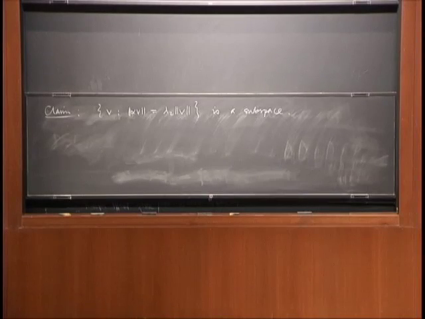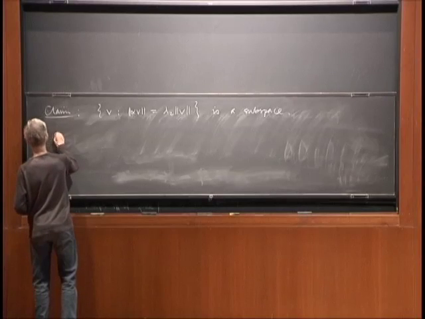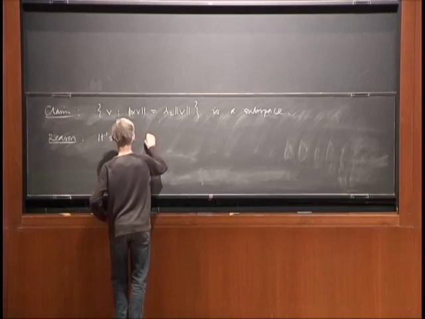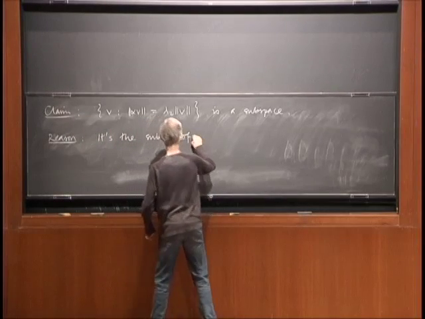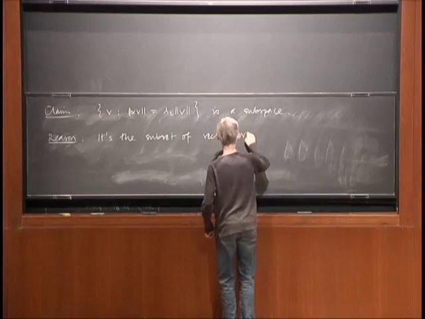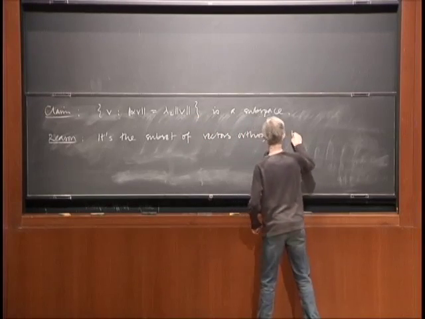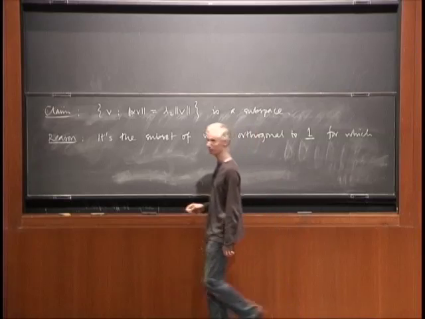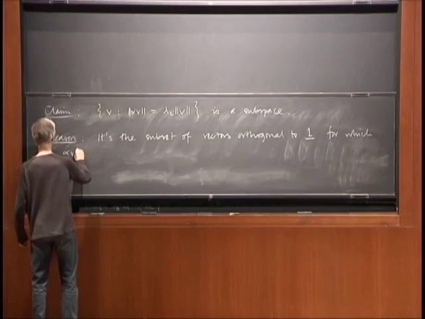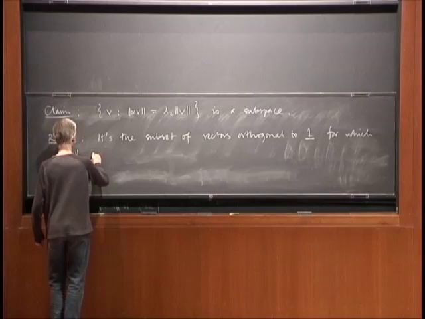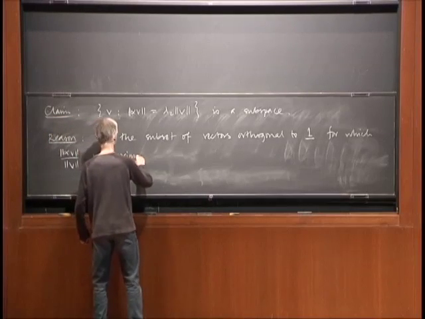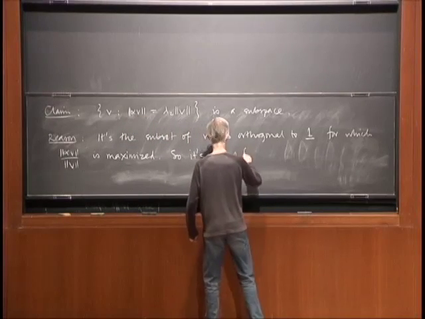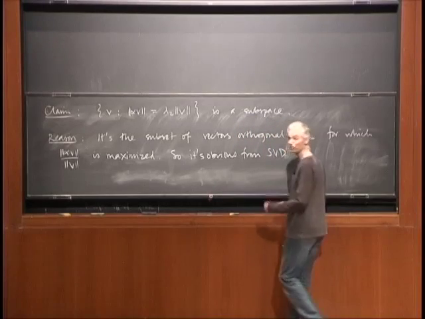The way to see this is, I'm not going to call this a proof exactly, but the reason is it's the subset of vectors orthogonal to 1 for which alpha V over V is maximized. So it's obvious from the singular value decomposition.